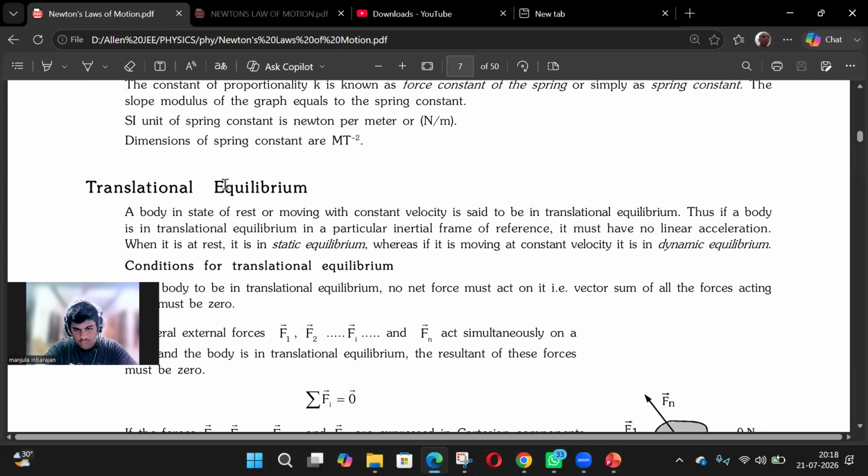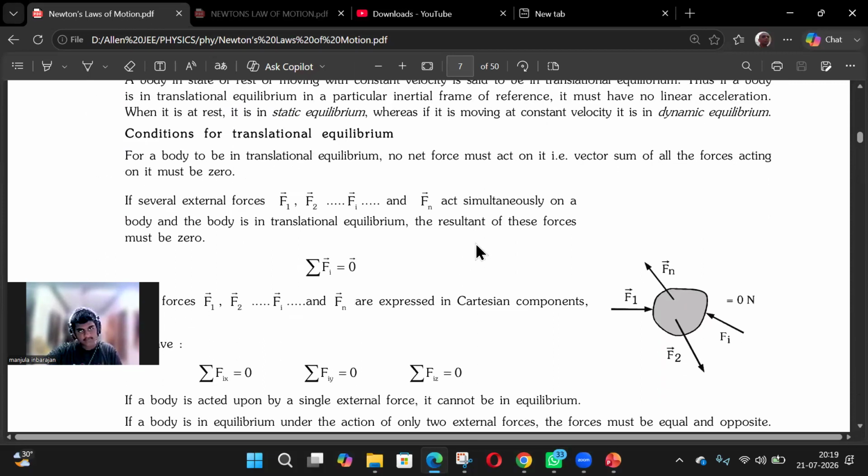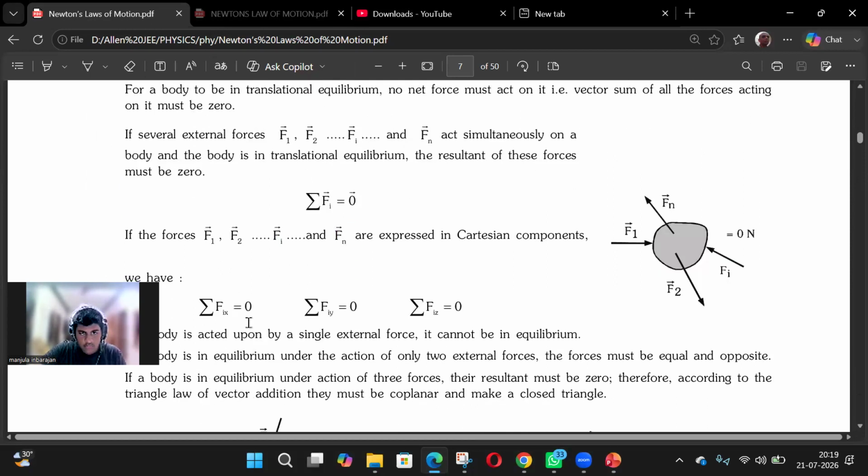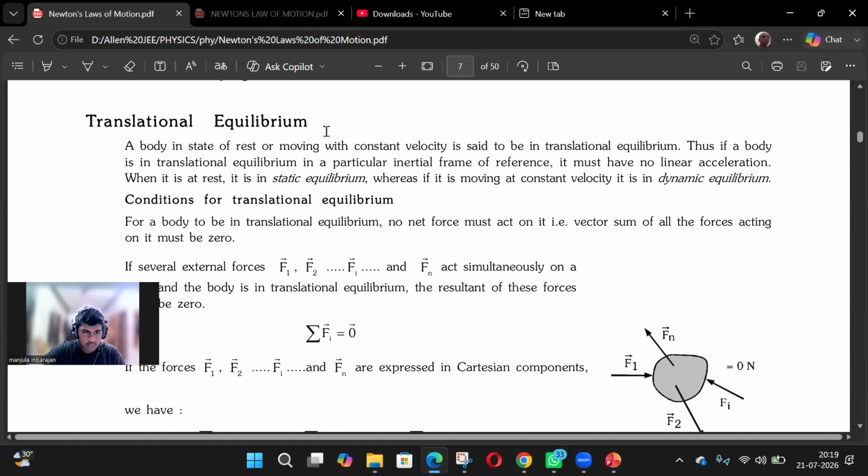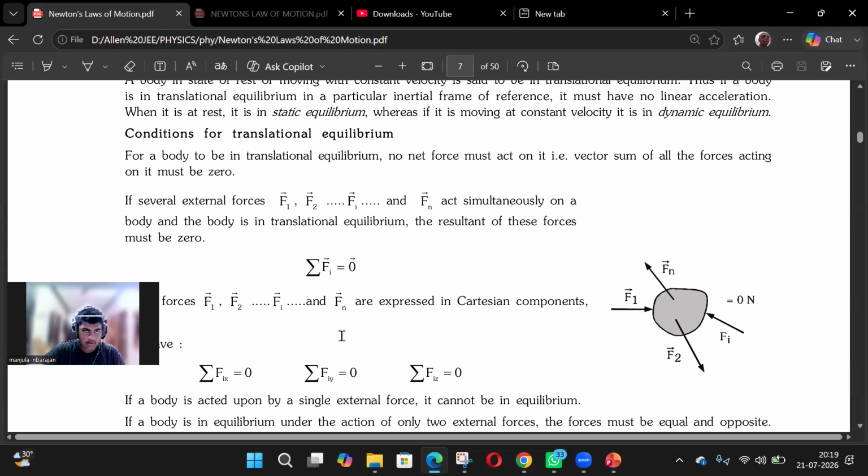So equilibrium means the thing is not accelerating. That means the net force is zero. Force is a vector, so the vector sum of the forces is zero. This can be split into components along the x-axis, y-axis, and z-axis, because in general it's a 3D force. So it can have three components, x, y, and z. All the components should become zero if it is in equilibrium. If it's in equilibrium, acceleration is zero, but it can move with a uniform velocity. Even if it's moving at, say, 2 meters per second throughout, the net force is zero.